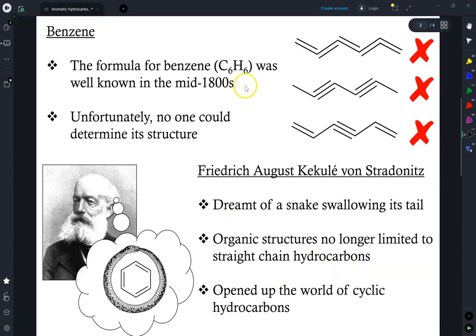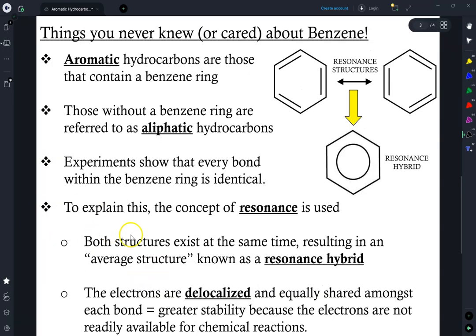Now, one of the reasons why no one could come up with a structure that matched up with benzene's properties is because benzene doesn't actually have single or double bonds within it. Instead, experiments show that every bond within the benzene ring is identical.